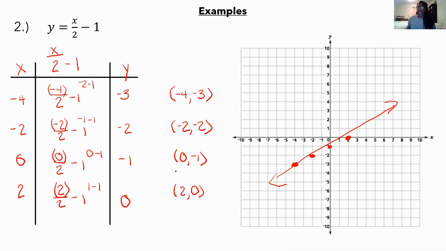As I look at it, reading from left to right, the graph is going upwards. I'm able to plot my points, and if I drew it straight, it would give me a straight line.